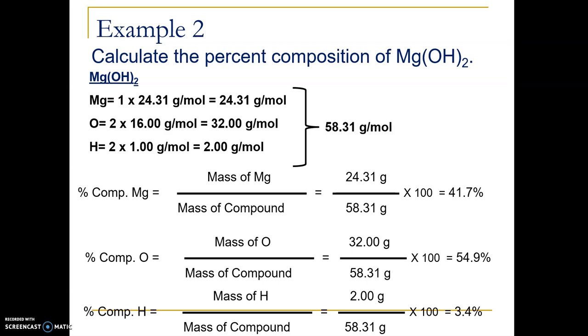Once you have all of your individual masses and the total mass of your compound, you just need to plug into our formula. So for the percent of magnesium, we would take the 24.31 grams, which was the mass of just the magnesium, divided by the 58.31 grams, which is the mass of the compound, and times 100. And so you can see the rest of those there for the hydrogen and the oxygen.